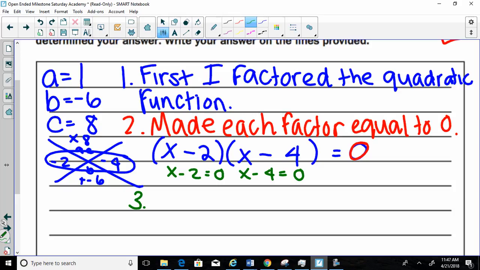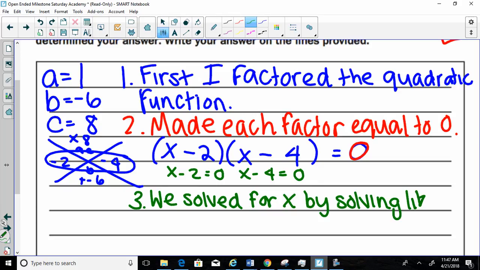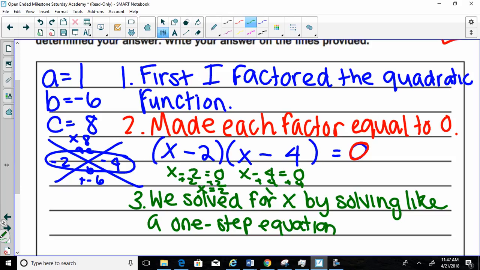So we solve X equals 2 and X equals 4 for X by solving like a one-step equation. So we add 2 to both sides, we add 4 to both sides, and so what does X equal? X equals 2 and positive 4. So I found my 2 x-intercepts, or I found my zeros.